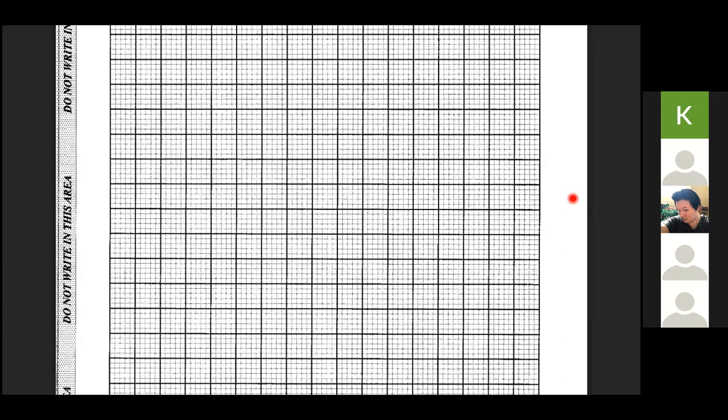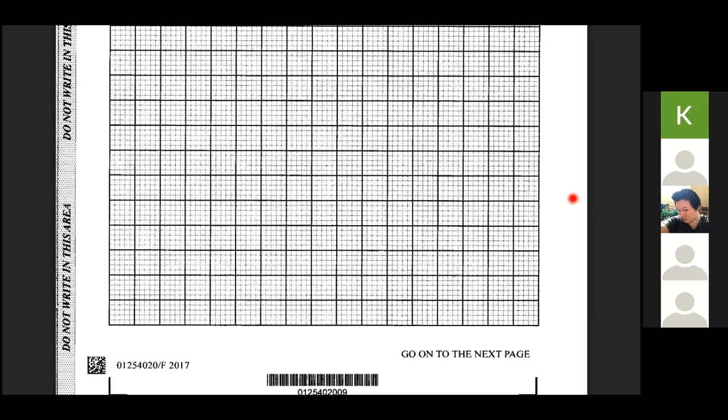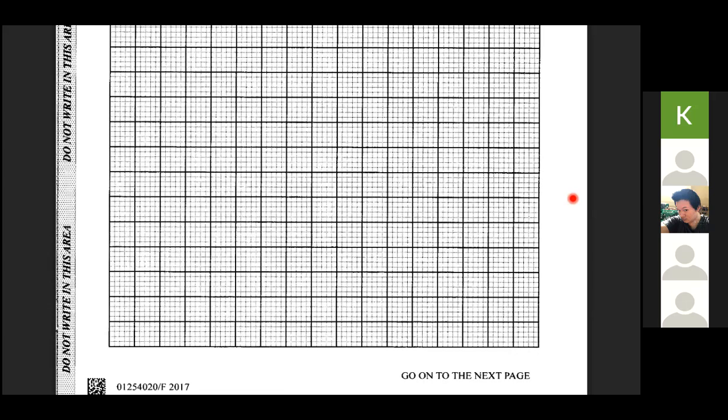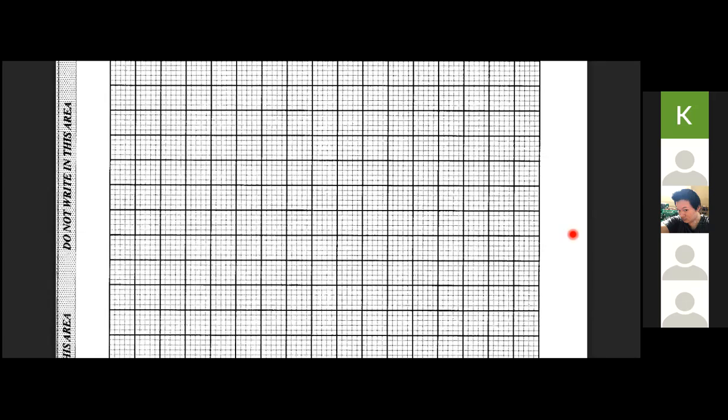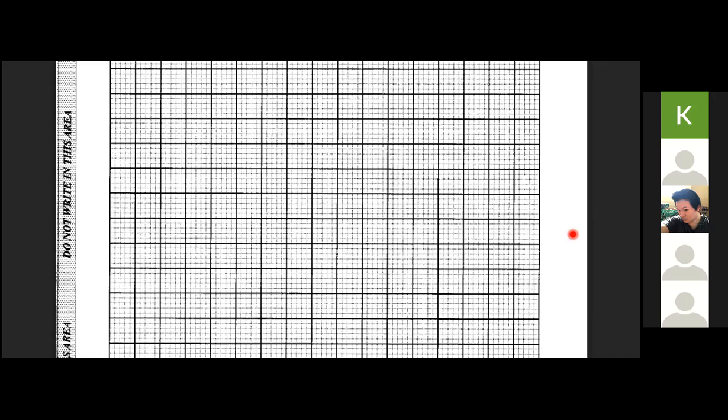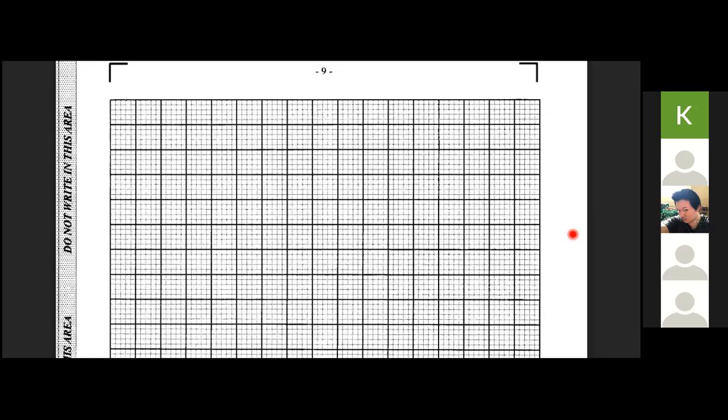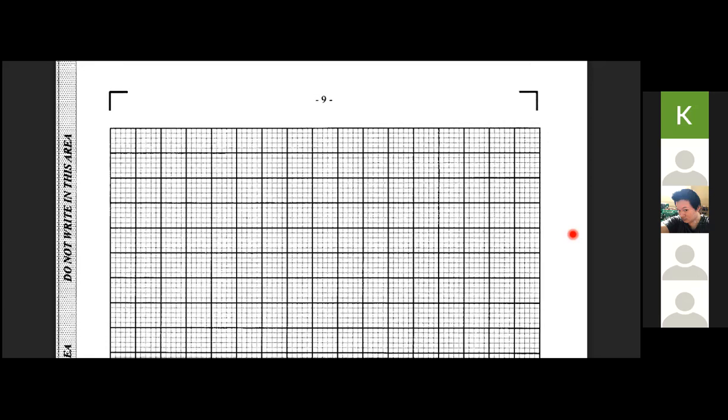This is taking forever. This is your graph page. So usually what you do, you draw the graph portrait. The portrait looks like this, landscape. You rotate it to the side, right? But usually the graph is portrait.